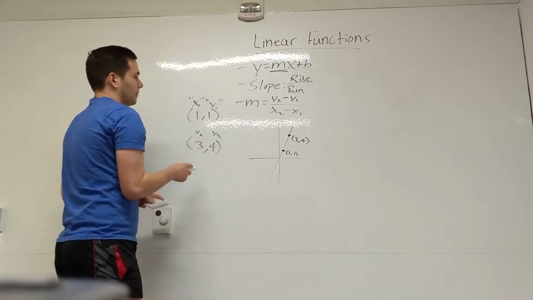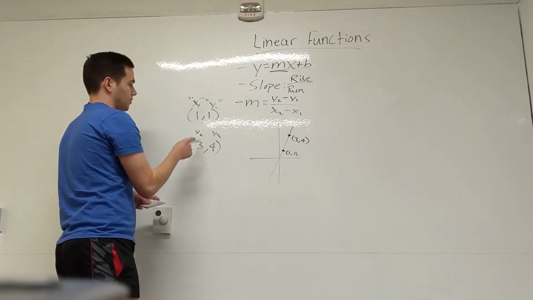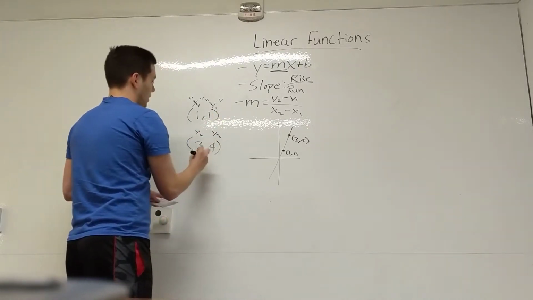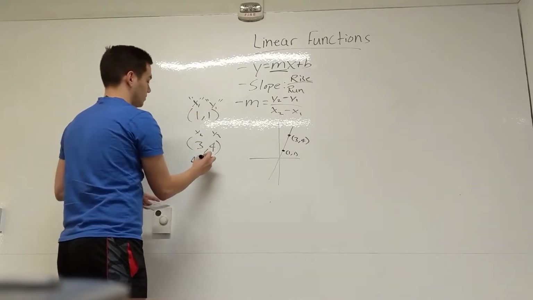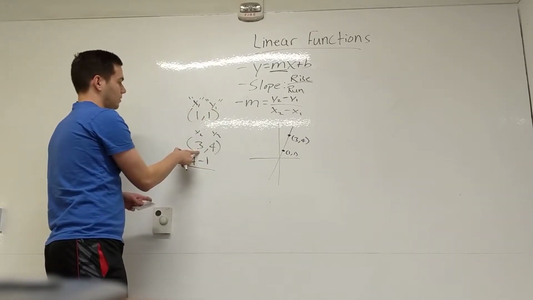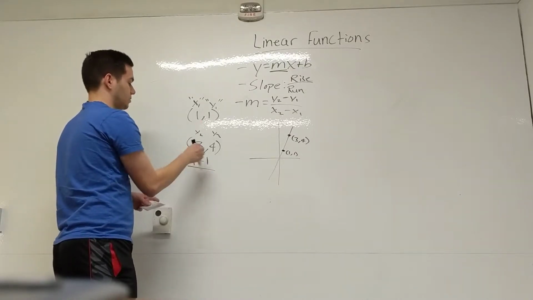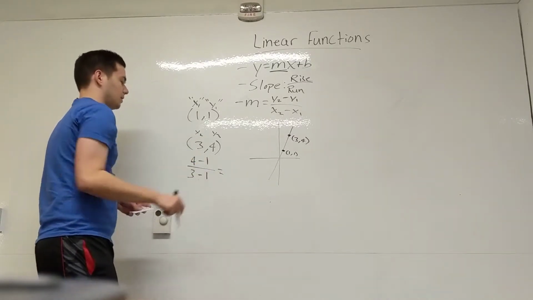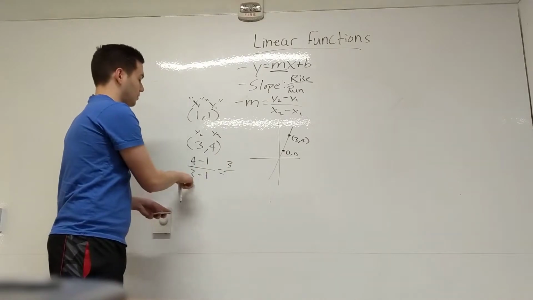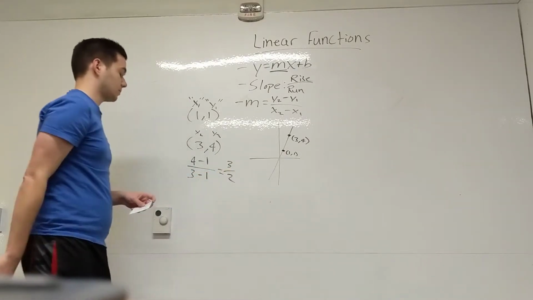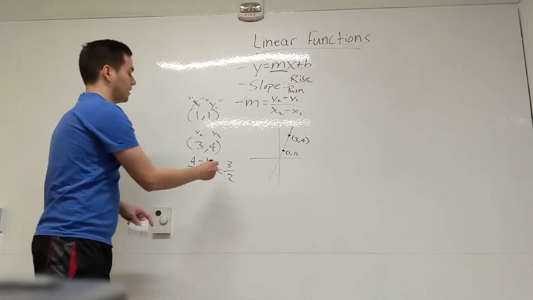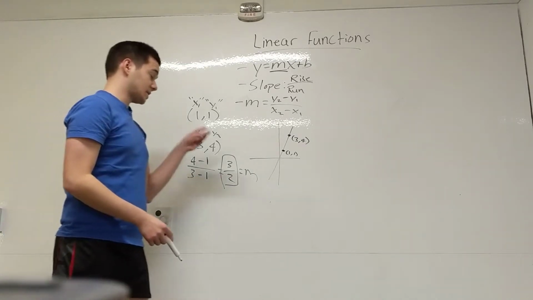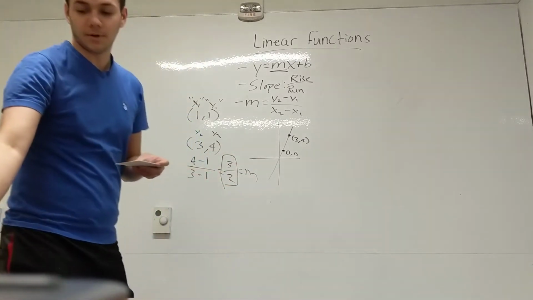So let's go ahead and use that formula. So y2, 4, minus y1, which is just 1, over x2, which is 3, minus x1, which is 1. 4 minus 1 is 3, and 3 minus 1 is 2. So this, right here, is your slope. So this is how you find slope, given 2 points.